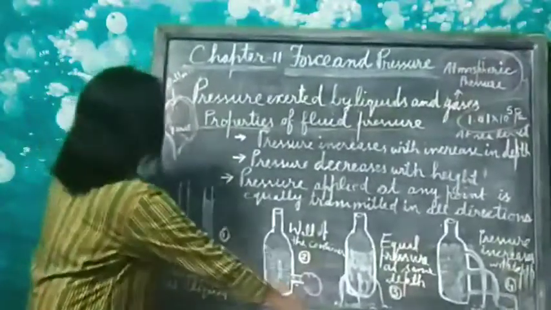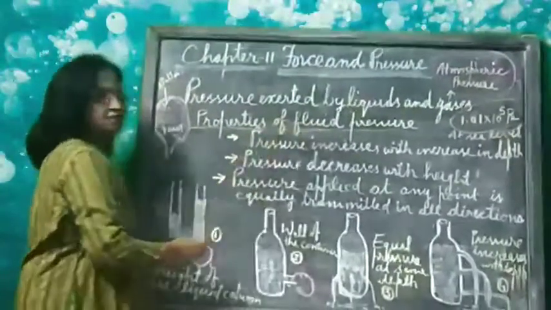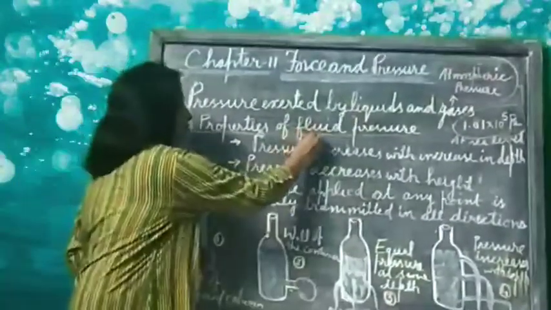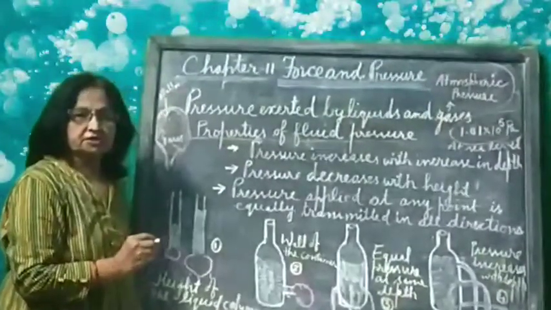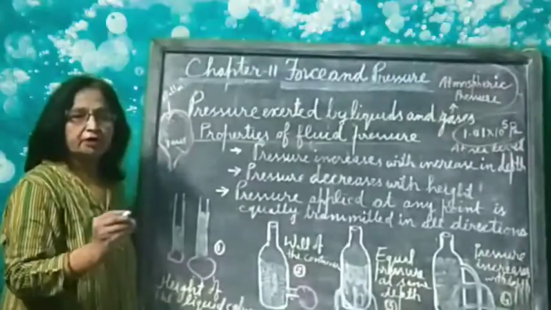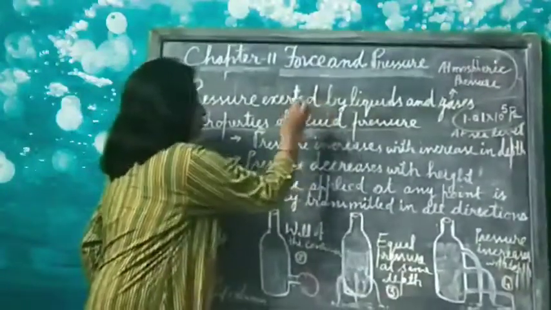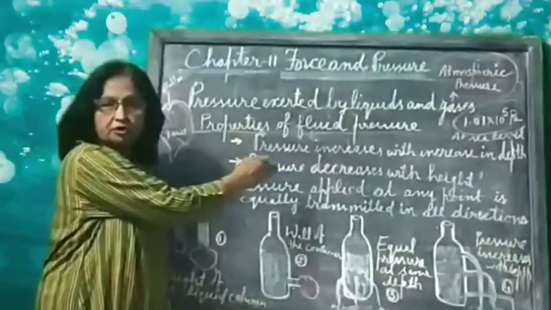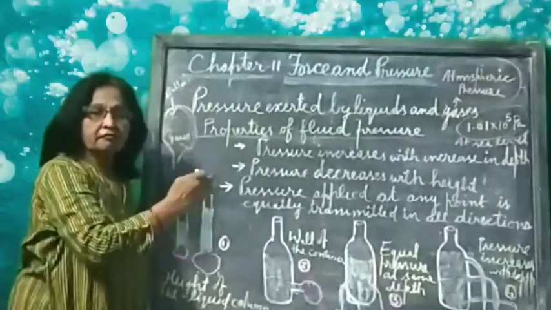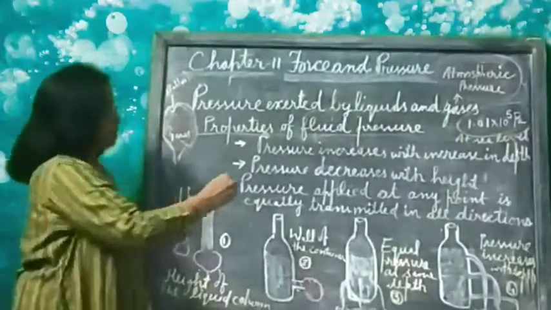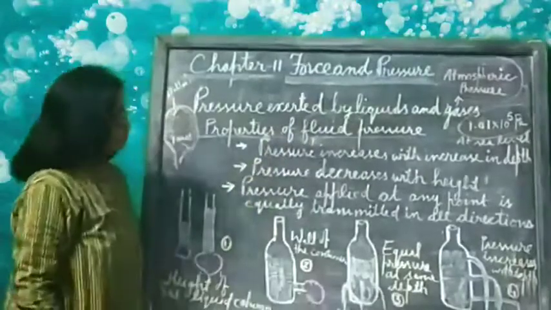Here I have written some properties of fluid pressure. What is the meaning of fluid? There are three different states of matter: solid, liquid and gases. When I am talking about fluid, I am talking about liquids and gases. They can flow easily. That's why we use the word fluid.